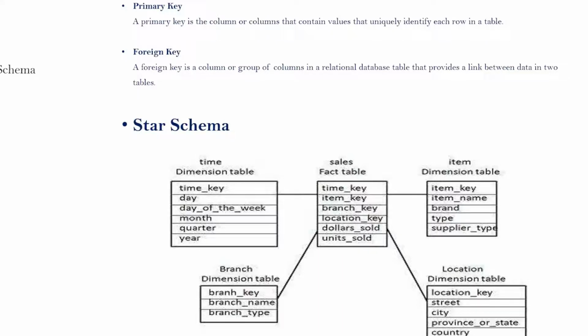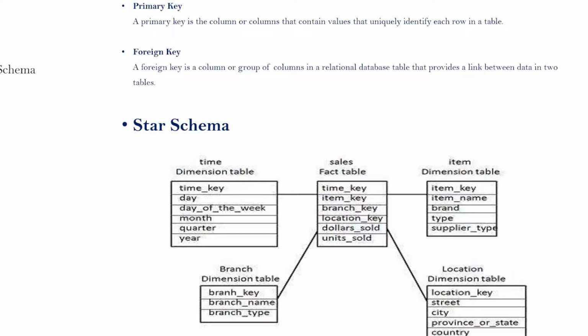So these tables, which are the branches of the main table, are called dimensions, and the main table, which is stored in the middle, is called the fact table. So the fact table is supported by dimension tables, in a way we can say.